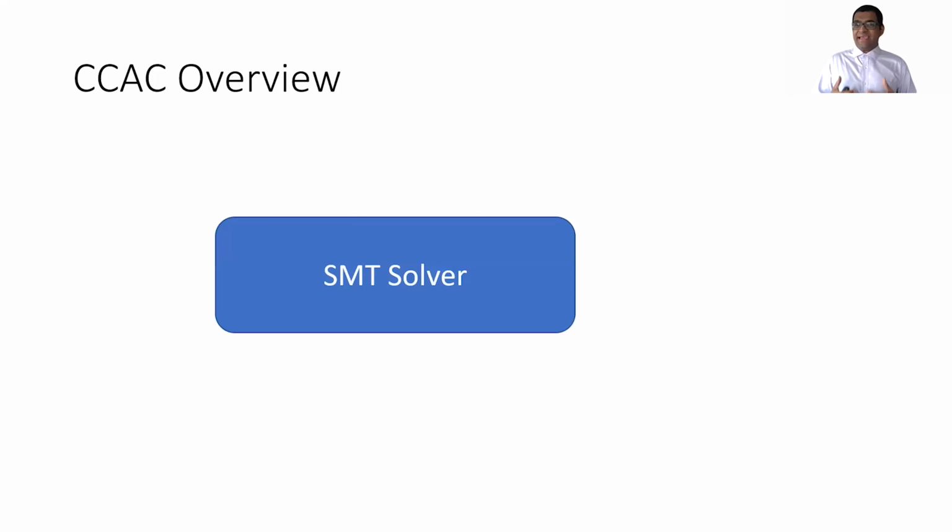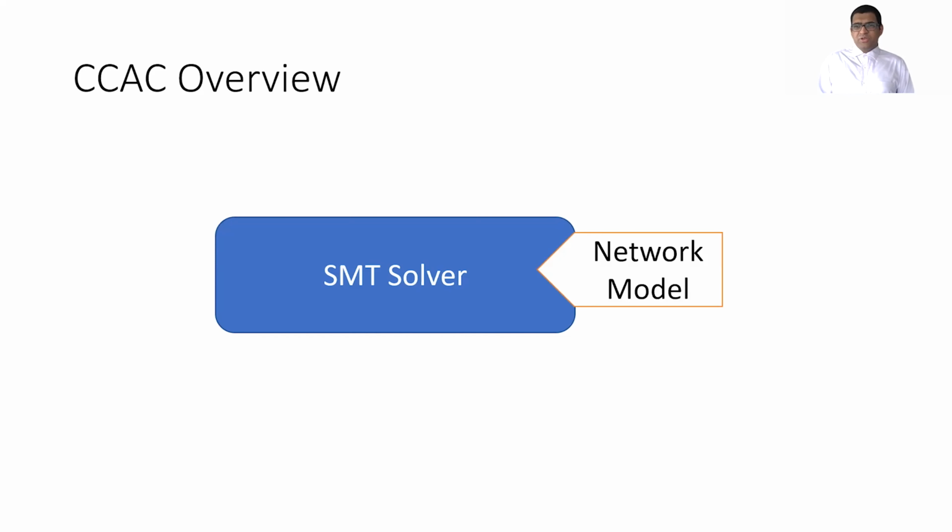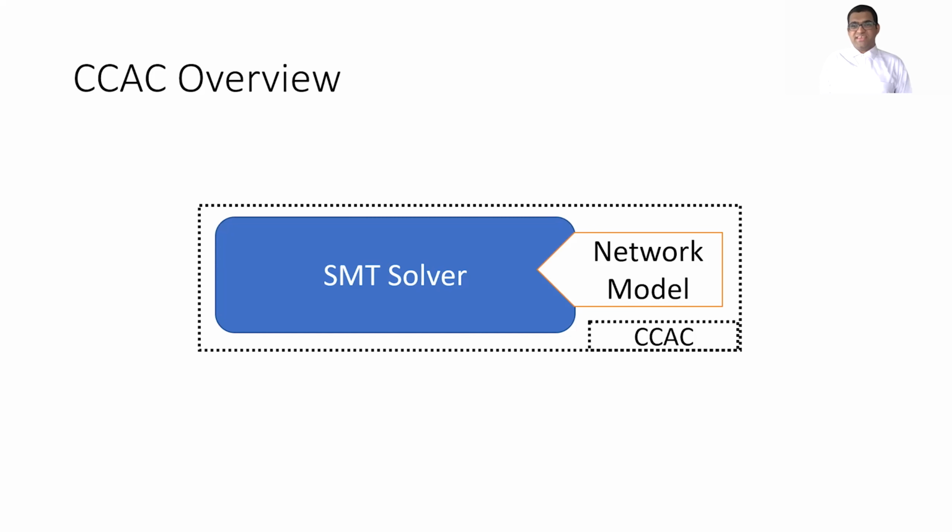Here's an overview of how CCAC works. Core to CCAC is an SMT solver. An SMT solver is like a SAT solver that takes a formula as input and tries to find an assignment to the variables of that formula that satisfy it. If no such assignment exists, it proves that this is the case. And in this formula, we encode our network model. And in doing so, we had to solve a few challenges that are detailed in the paper. And this forms the core of CCAC.